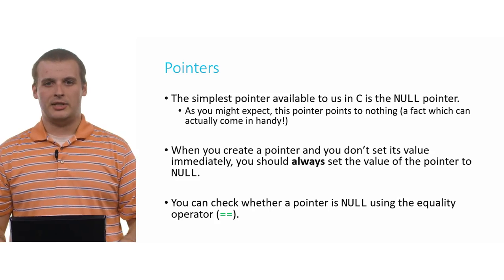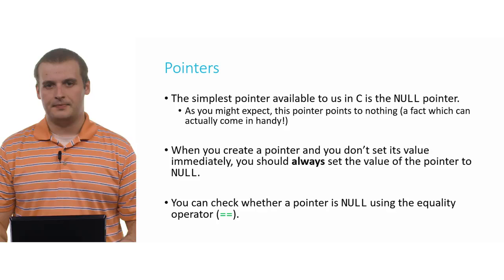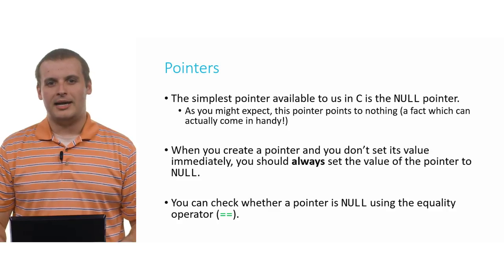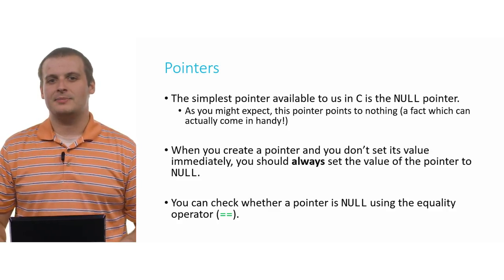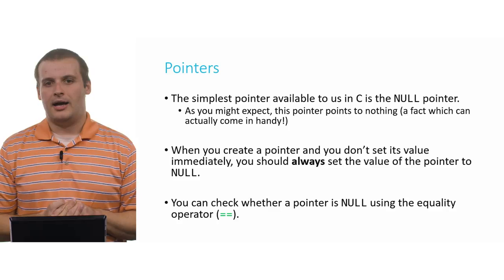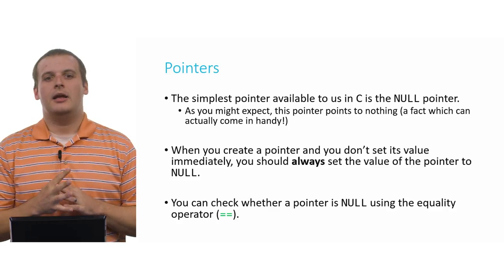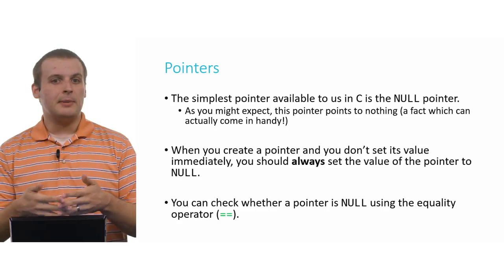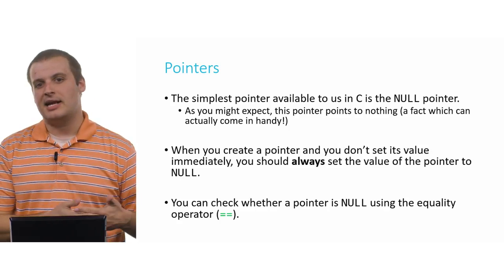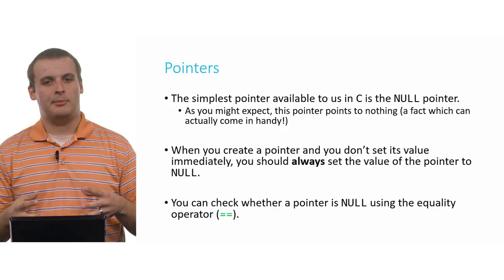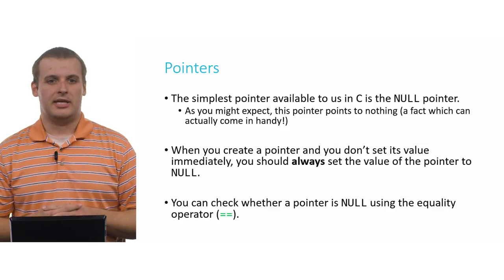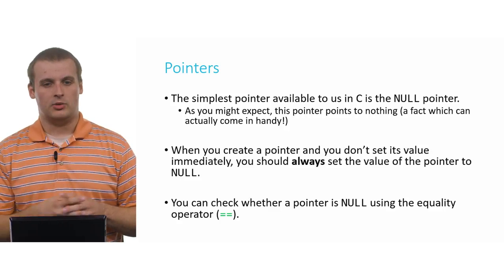So there's a very simple pointer in C called the null pointer. The null pointer points to nothing. This probably seems like it's actually not a very useful thing, but as we'll see a little later on, the fact that this null pointer exists can really come in handy. And whenever you create a pointer and you don't set its value immediately, an example of setting its value immediately would be a couple slides back where I said pk equals ampersand k. pk gets k's address, as we'll see what that means. We'll see how to code that shortly.